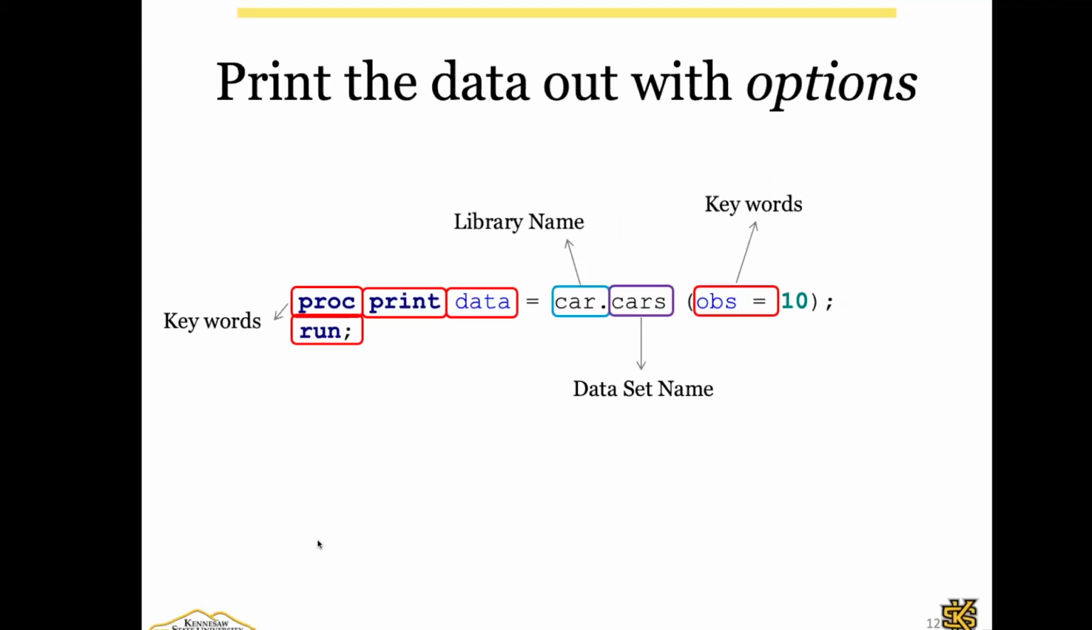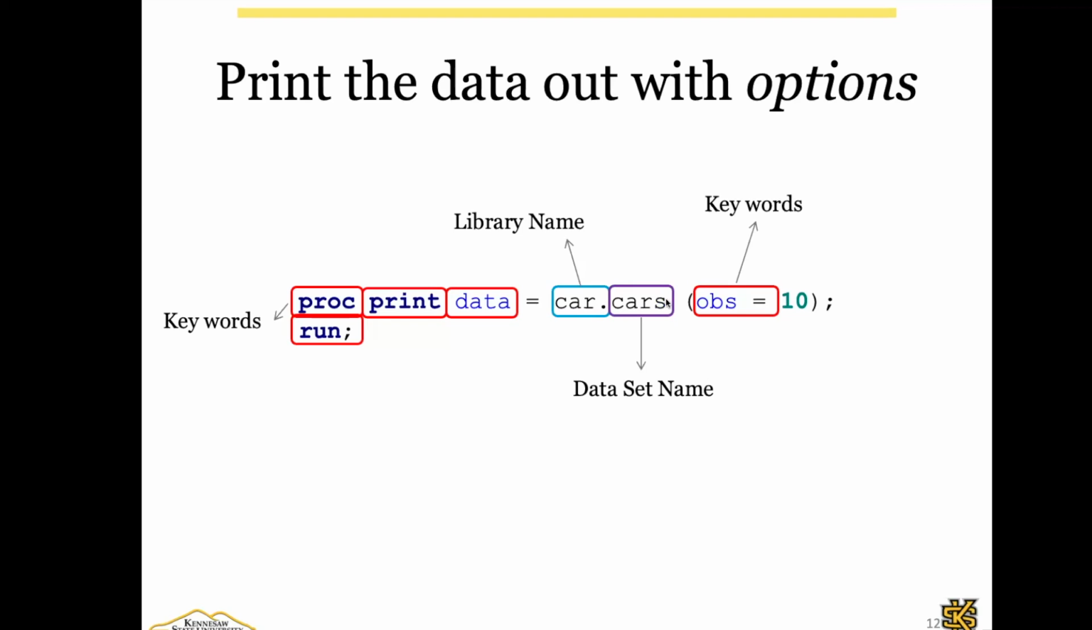In the option function, the syntax is almost the same, but we are just adding the option at the end of the first line. So it again starts with proc print. When we are saying proc print, it means we are printing some data. Okay, the data keyword is here. And then we would like to print the cars2 that I just created in the car library. Okay, here I wrote cars, but the one that we created is cars2.